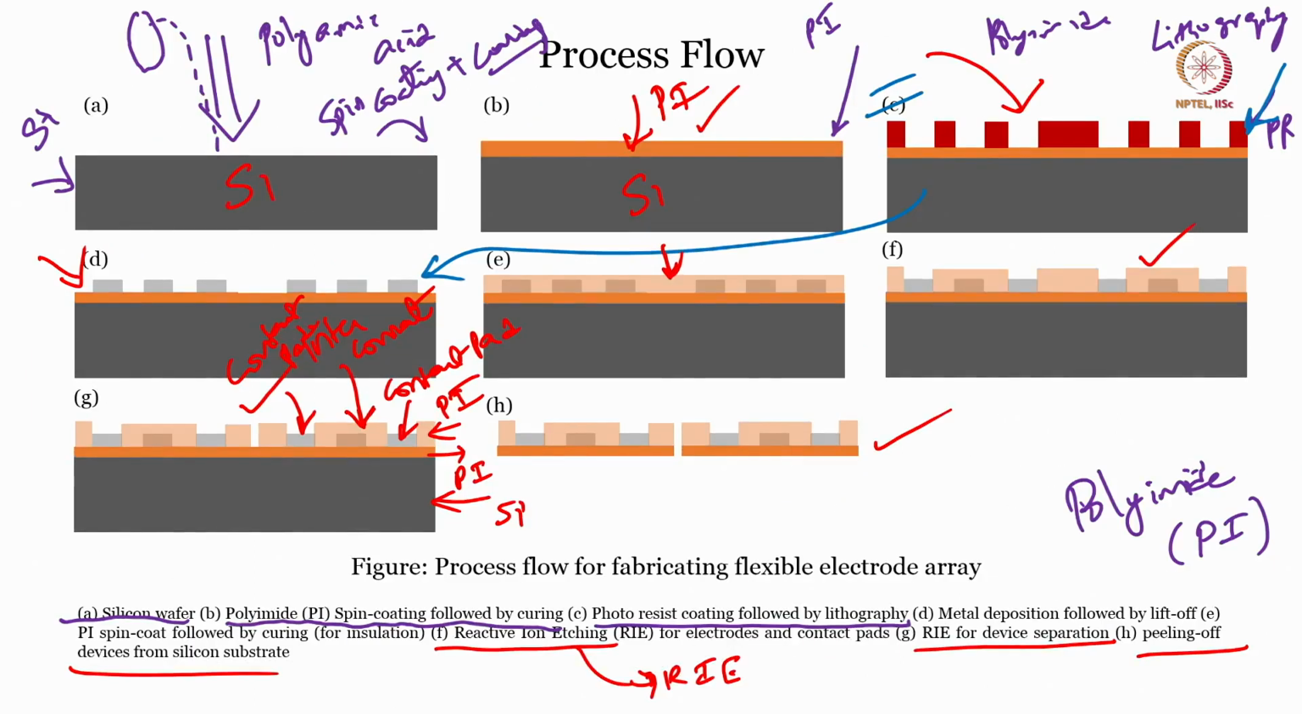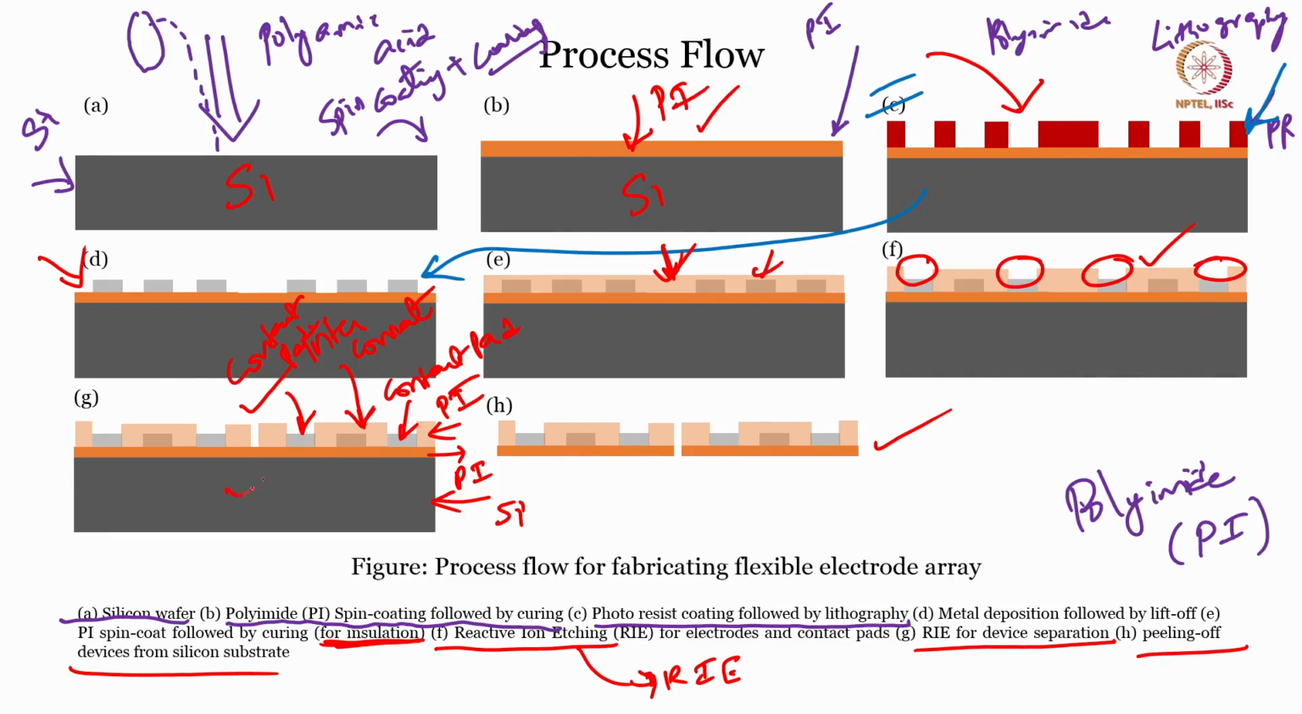So, what I do, again, I use an insulation layer. This is what is mentioned here, this is for insulation. Once you are insulating everything, you are insulating electrodes also, you are insulating contact pads also. So, I do some kind of etching, in this case RIE etching, to remove this particular polyimide in this area, so that these could be connected to the electronic circuitry later on, right.